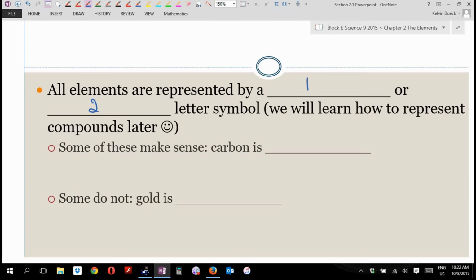Some of these names make sense. Carbon is C. Some of these names don't make sense. Gold is Au, which is the dumb joke. If it's 2 letters, the first letter is always capitalized, the second letter is always not, and I will be fussy on that. If you tell me that gold is that, I'll take a half mark off. It's not. So 1 or 2 letters, first letter always capitalized, second letter, if there is one, always lowercase.